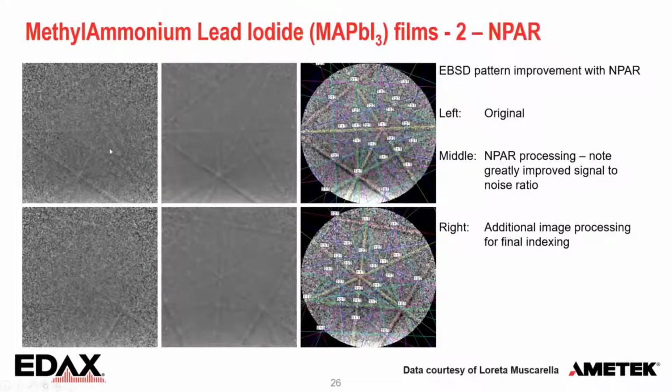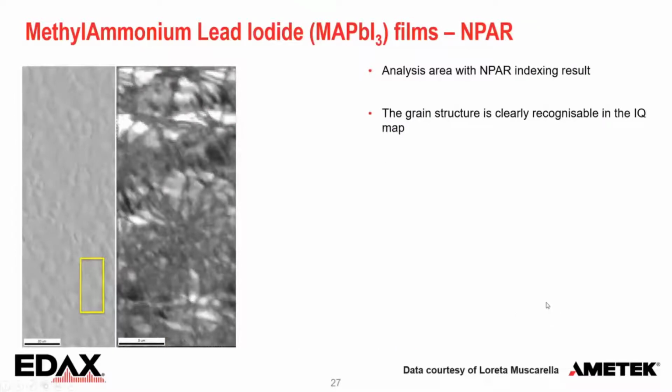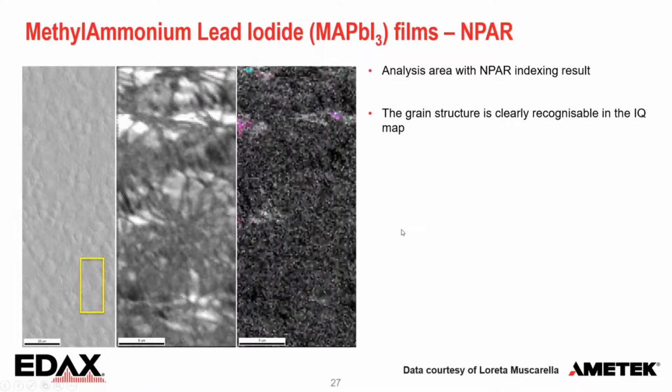So just to illustrate the effect of the NPAR, here are 2 of the original patterns. These are the better ones. After NPAR, we can see a lot more detail that are easily indexable. And this is the image quality map afterwards. Remember, initially, we just saw a few of the really white grains here, and we didn't see anything else in the microstructure. And now we can easily see all the grains of these flower-like features.